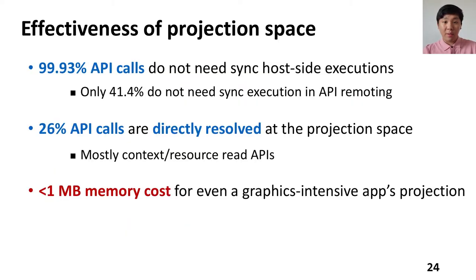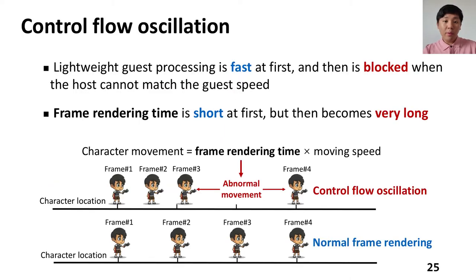To give you a more quantitative sense about the effectiveness of the projection space, our measurement on popular 3D apps shows that almost all API calls no longer need synchronous host-side executions, while the number is only 41.4% for API remoting. In fact, 26% of calls are directly resolved without going to the host at all. And all this takes up no more than 1 megabyte of memory in practice. While the notion of projection space sounds pretty nice, I hope, it cannot be done without careful coordination of guest and host control and data flows.